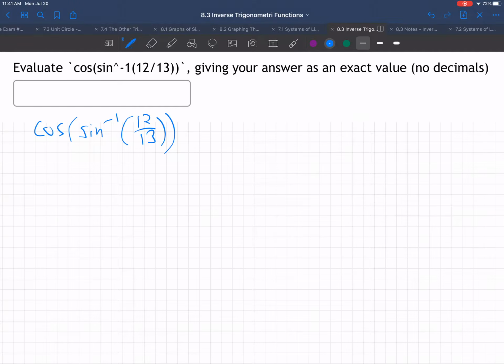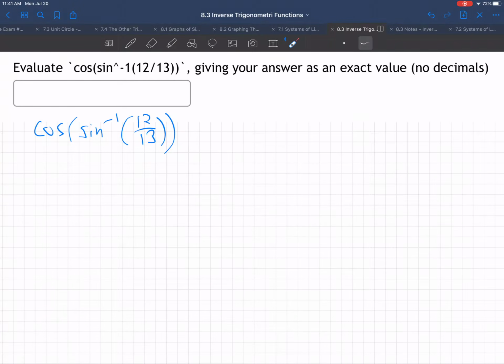Well, notice this is a mix of trig functions. It's a composition, like two trig functions composed together. One's a regular trig function, one's an inverse, and they're different. One's cosine, one's sine. So it's a mix of different trig functions where one's an inverse and the other's not.